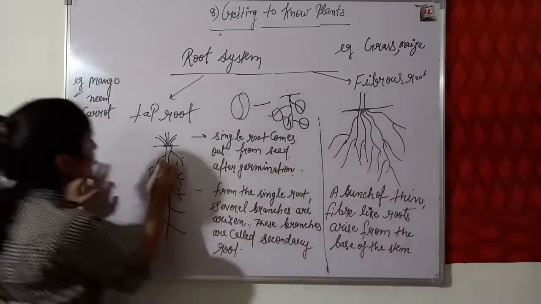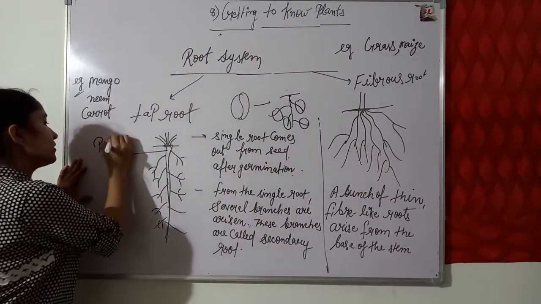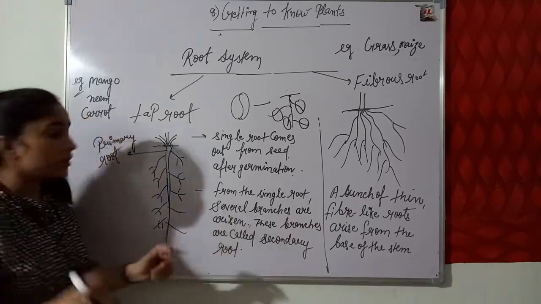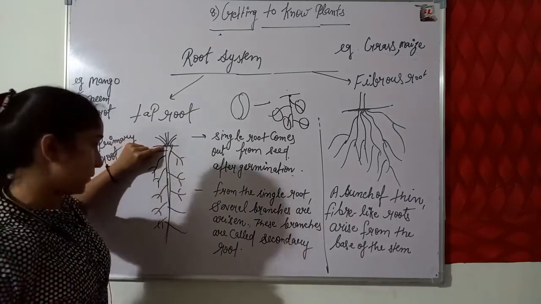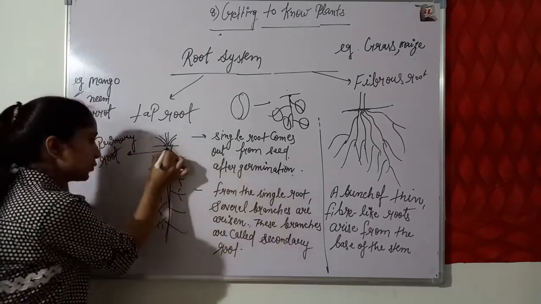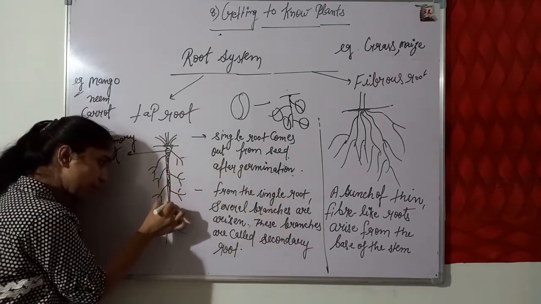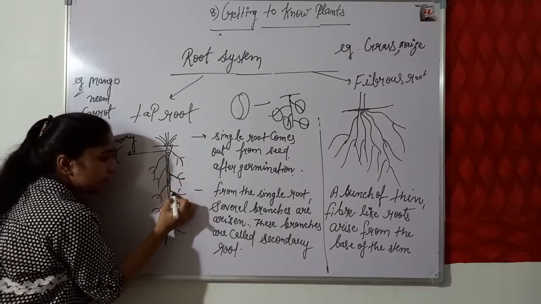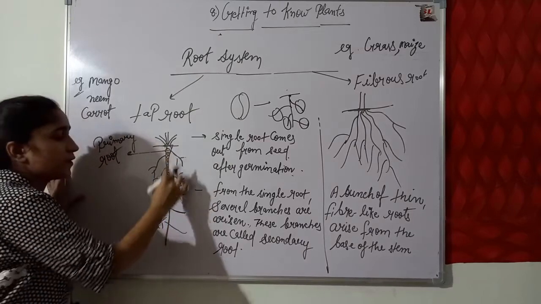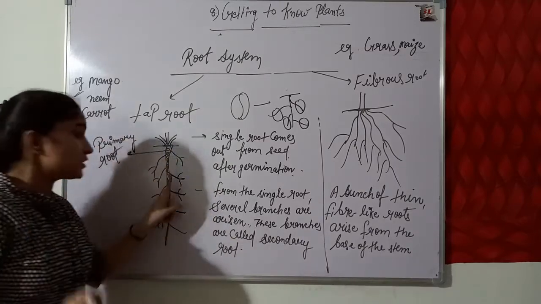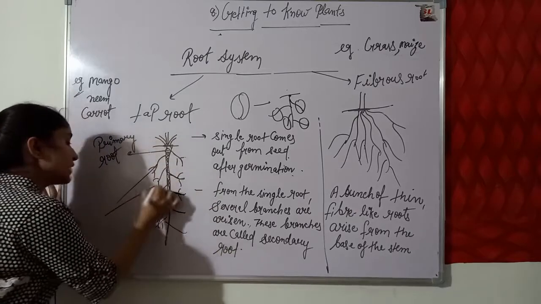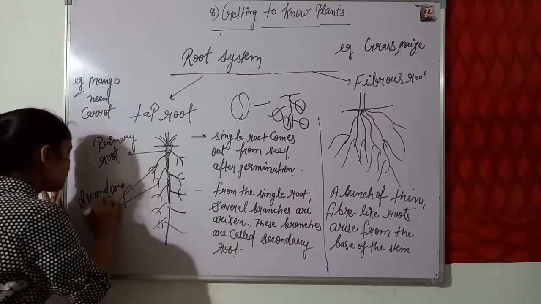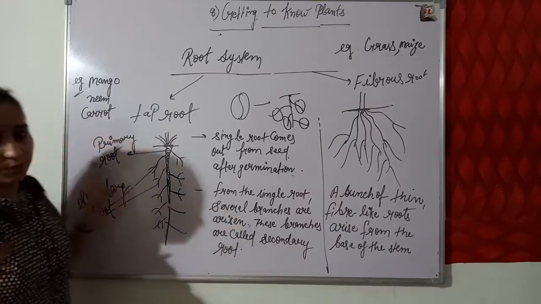Several branches arise from this single root, and these branches form secondary roots. So this is the primary root, and the primary root is formed from the basal part of the stem. From the primary root, secondary branches arise, so they form secondary roots.